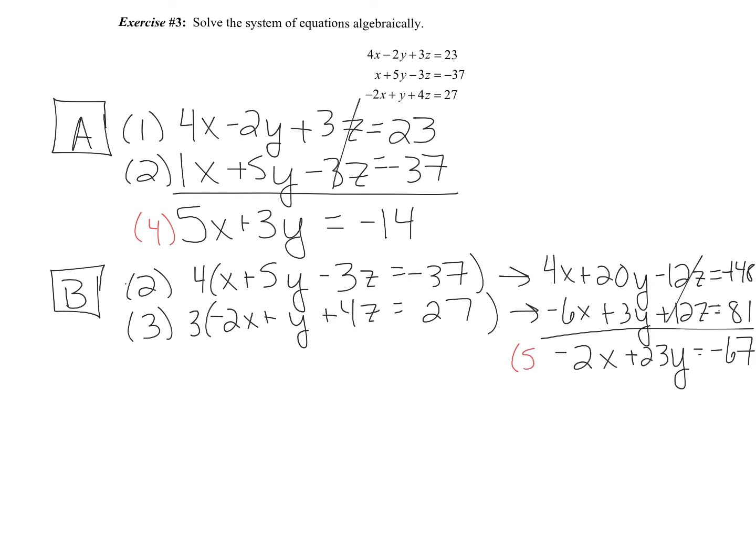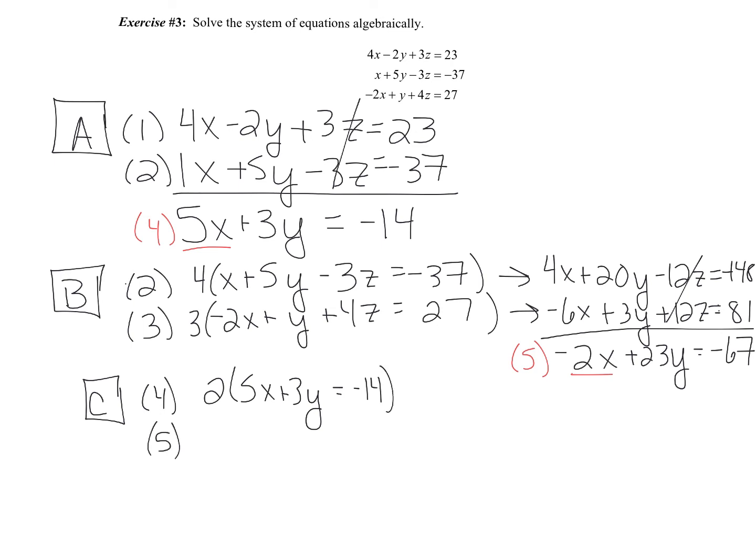And now I'm going to put those two together. Now looking at these two, it looks like the easiest option is to make the x's the same. So I could multiply the first 4 by 2, and then I can multiply equation 5 by 5. And so that's what I'm going to do for step C. So here is equation 4. I'm multiplying that one by 2. And here is equation 5, and I'm going to multiply that one by 5.